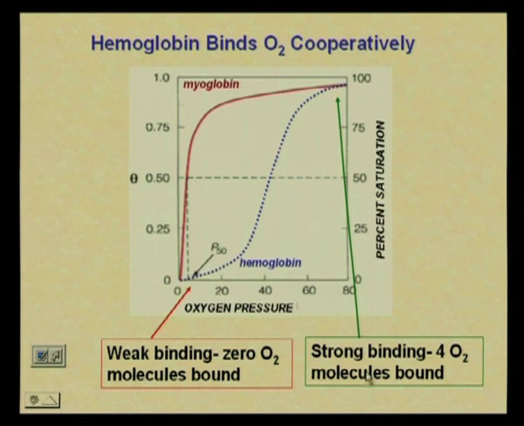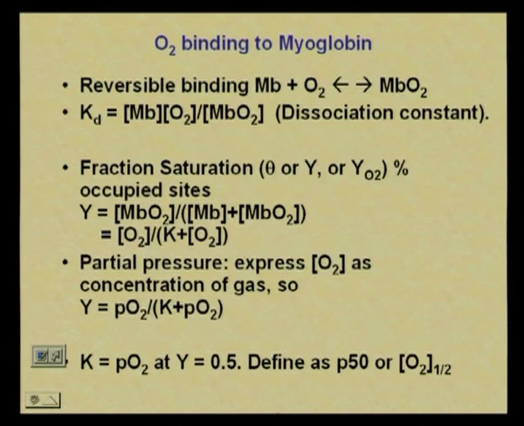So, what do we have? We have strong binding here for the hemoglobin where 4 oxygen molecules are bound, and we have weak binding here where nothing is actually bound yet, and we gradually reach this saturation. Okay. So, we have the cooperative binding, which is why actually this is sigmoidal, because you have cooperative binding, and this is a hyperbolic fashion for myoglobin. Now, we have to come to some expressions.